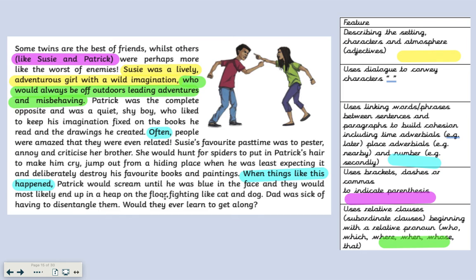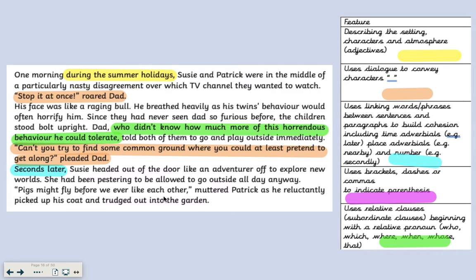All right. Then I've got an extra one this time. So my fifth feature is using the dialogue to convey characters, so using speech, the speech punctuation. So, 'Stop it at once,' roared Dad. I've highlighted that in a peachy colour to show that it has got the dialogue there. During the summer holidays describes the atmosphere, because it's in the summer, we now know what it is like, okay?